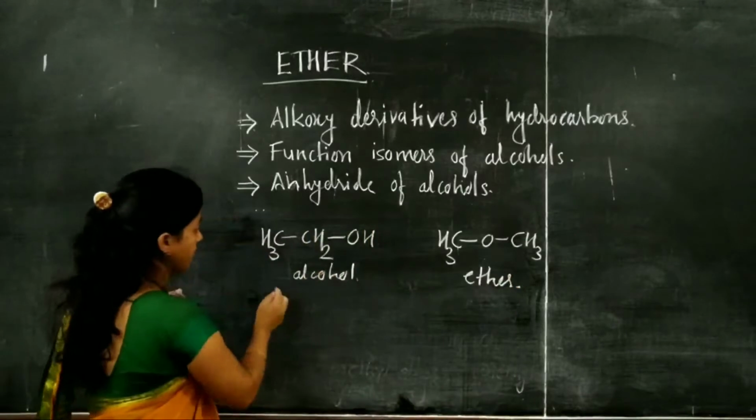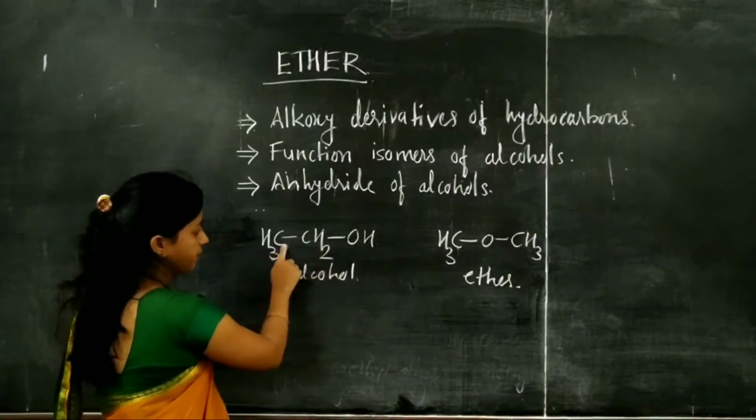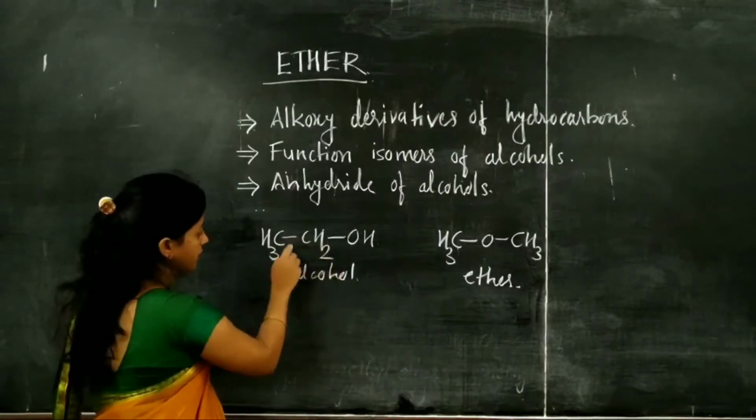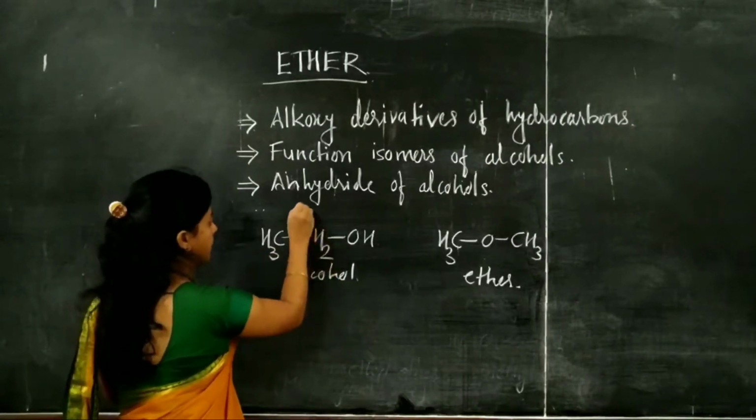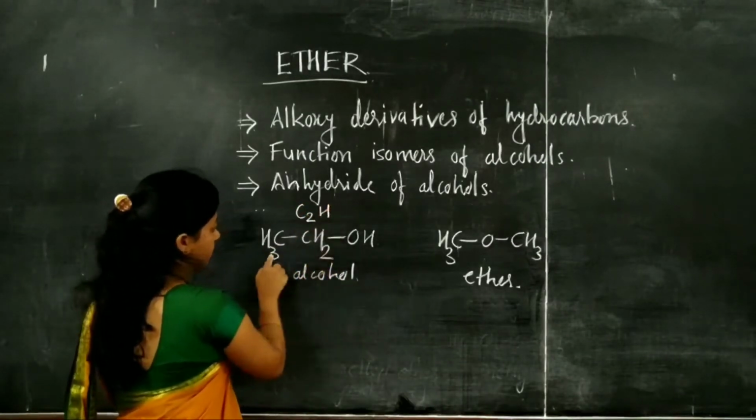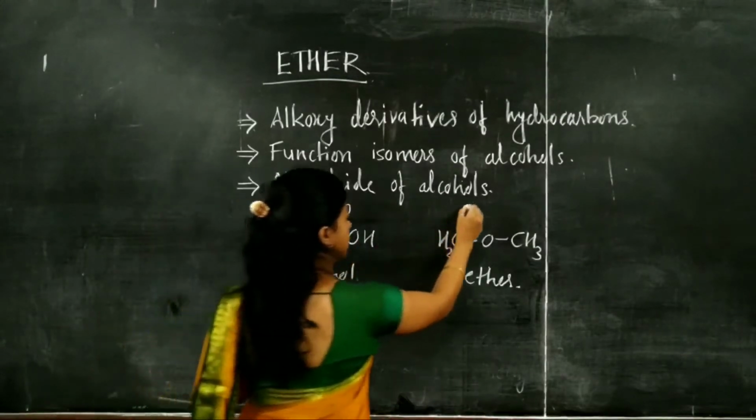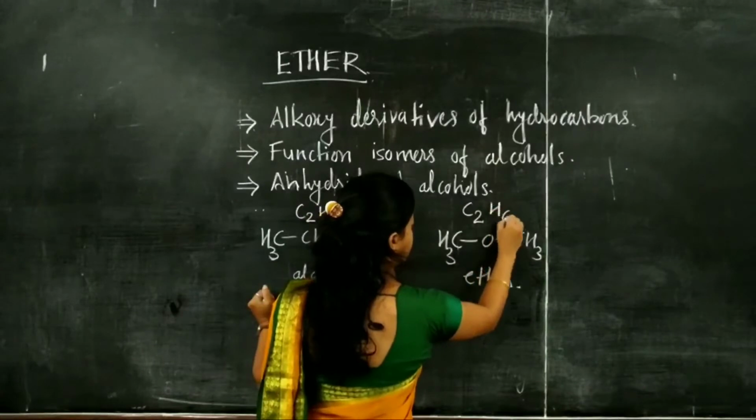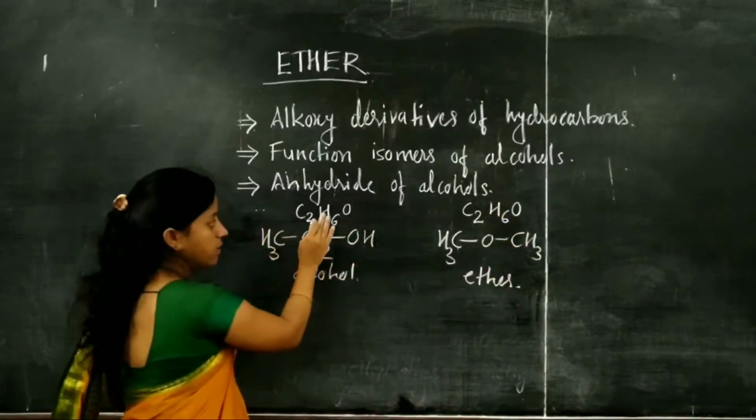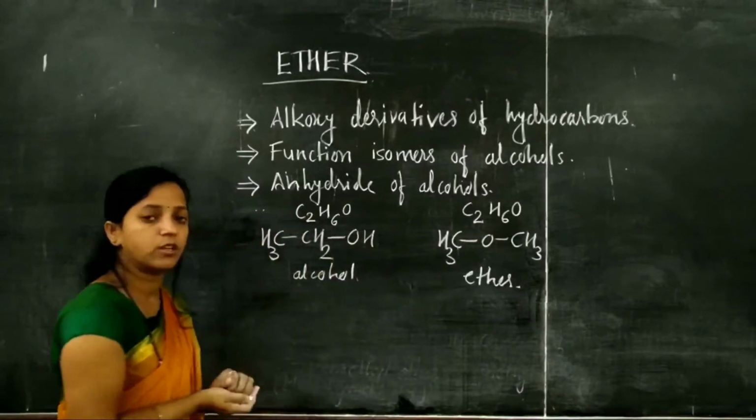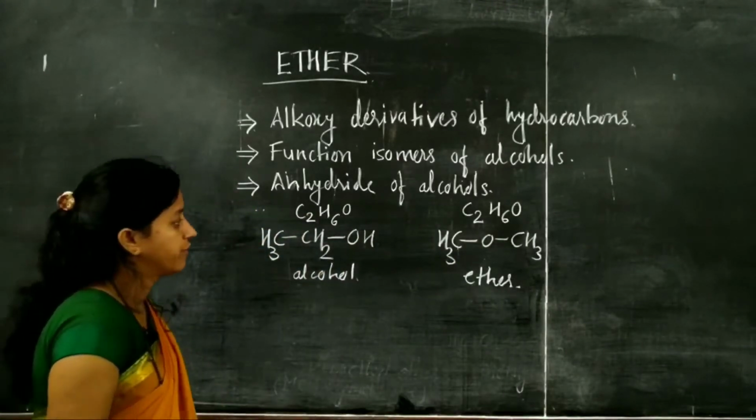In both these cases, here alcohol, that is ethanol, the formula for this compound is C2H6O, and here it is also C2H6O. So if you see, the molecular formula is the same but the structure is different, so these are called structural isomers of each other.